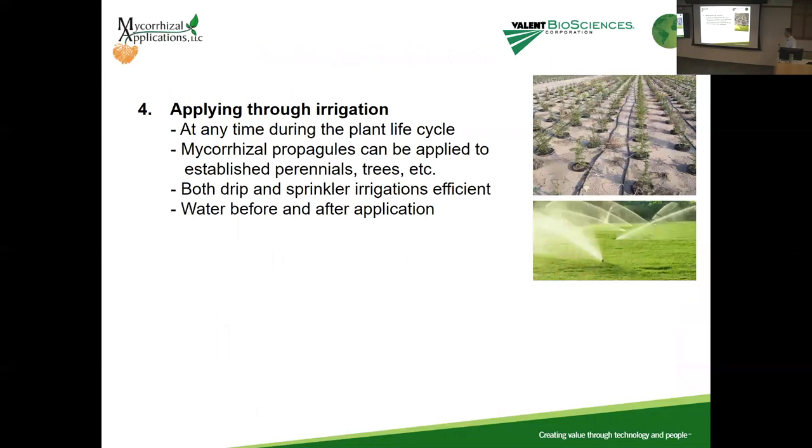Mycorrhizal inoculum could be applied through irrigation, could be overhead or drip irrigation, depending on the crop. And the best is to water before application to wet the soil profile and the mycorrhizae. These mycorrhizal propagules are normally pretty small, less than 300, sometimes 200 microns. So they easily travel through the wet soil profile, so they can get into the root zone.